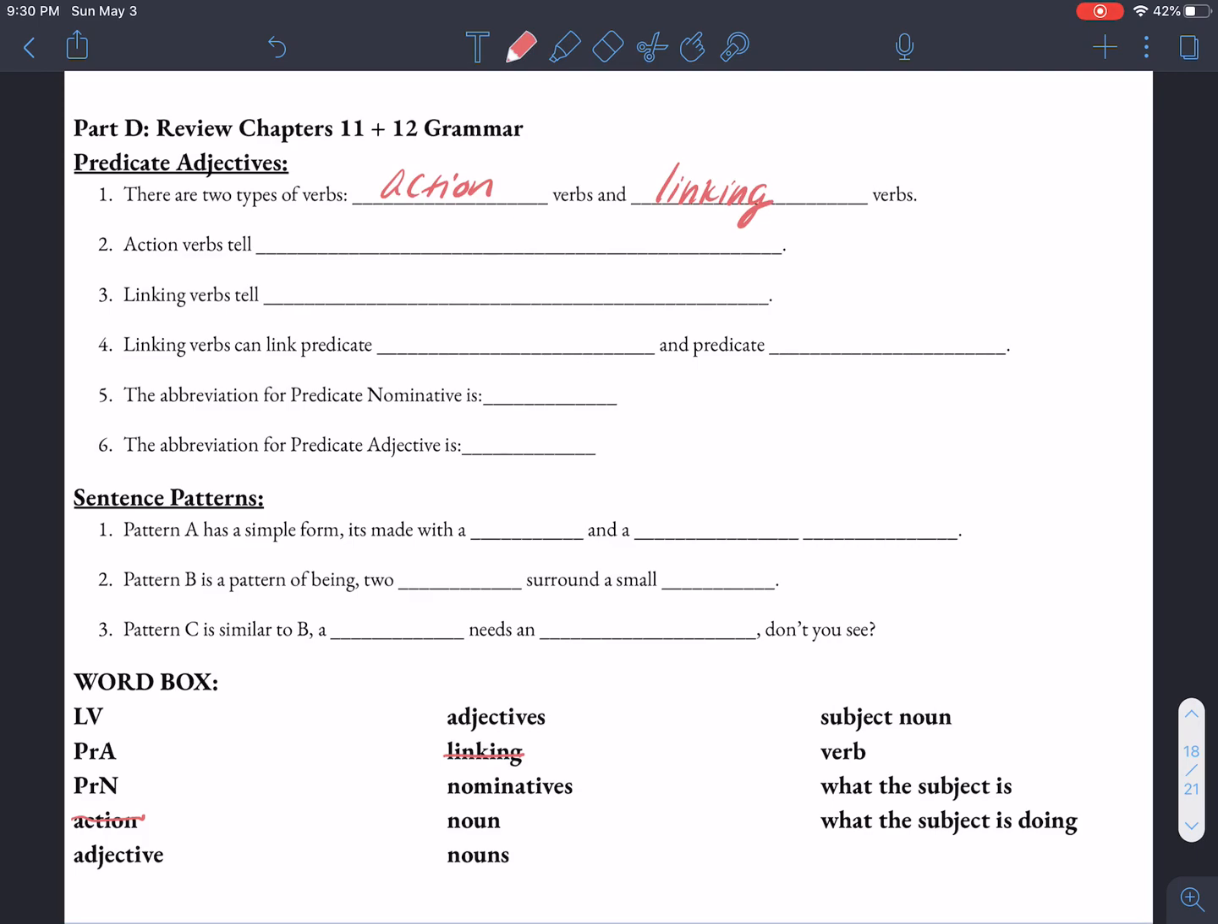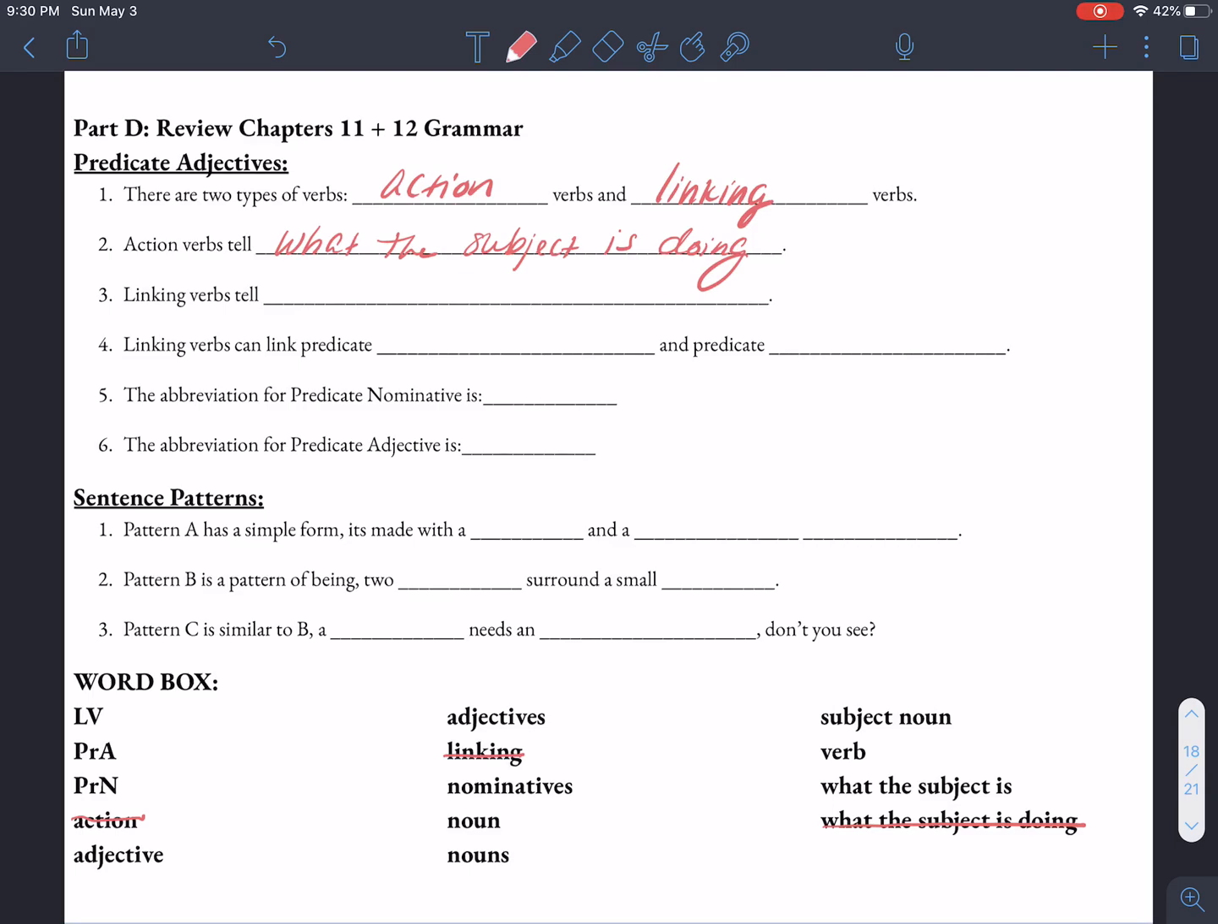Number 2. Action verbs tell what the subject is doing. Like if the teacher laughs, it's telling you what she's doing. She's laughing. That's an action verb, which is different from linking verbs.